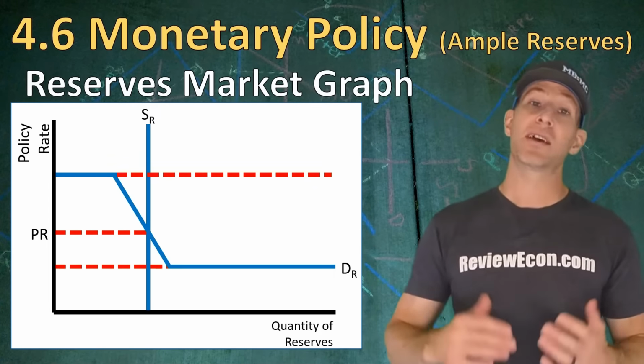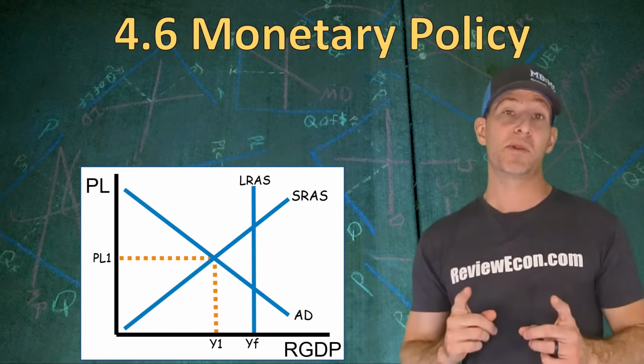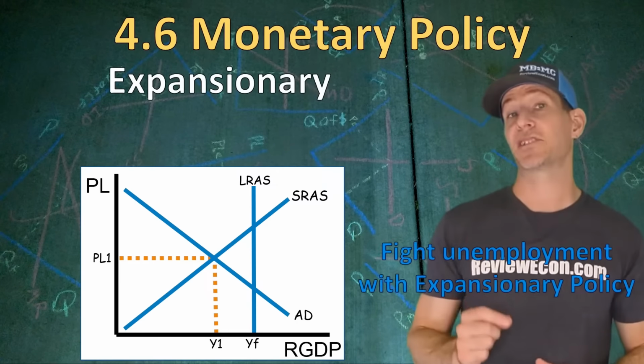So if we have an economy with a recessionary gap as we have here, the economy is going to have high unemployment, and the central bank can use expansionary monetary policy to fight that unemployment. If the central bank is working in a scarce reserve system, it is going to buy bonds, lower the discount rate, or lower the reserve requirement to increase the money supply. That will decrease the nominal interest rate, leading to greater gross investment. If there are ample reserves, decreasing the interest rate on reserves will also decrease the policy rate.